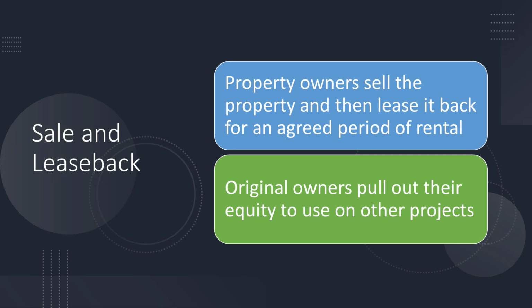Sale and lease back. In a sale and lease back, the property owners sell the property and then lease it back for an agreed period and rental. The original owners pull out their equity to use on other projects and are also able to reduce their taxable income when they pay rent to the new owner. The new owner has a reliable source of rental income for an extended time.